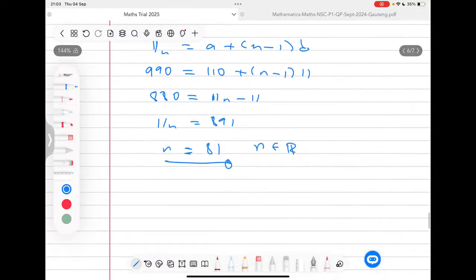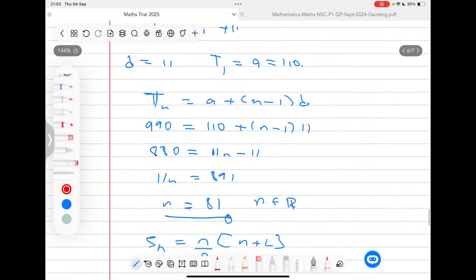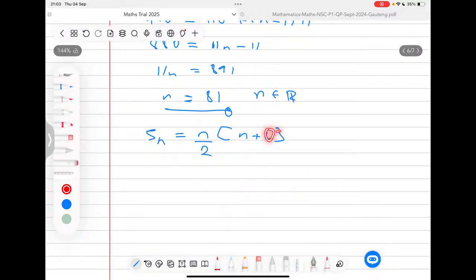Now that we have our n, and we know that this is an arithmetic series, we are then going to use the formula of the sum of a series, which is given by Sn is equal to n over 2, then a square bracket, n plus the last term. Now I'm using this formula because I know the last term. I know that my sequence ends exactly here at 990, right? It is not an infinite series. It doesn't continue. So I'm using this formula to say this will be the last term. And again, this formula is there in your formula sheet.